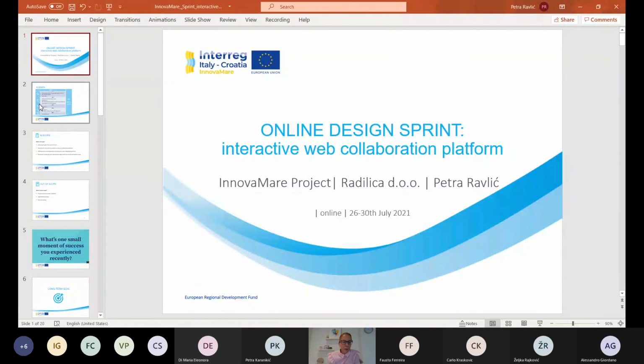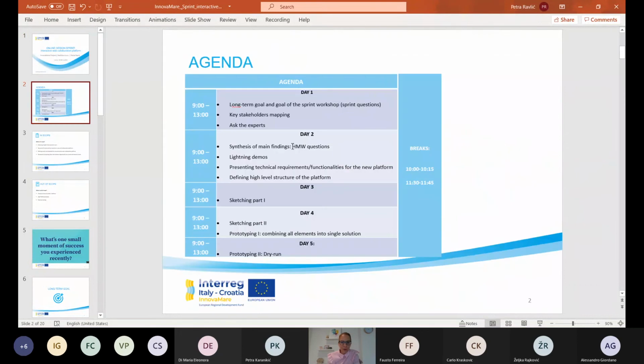So how we will work: the agenda, you all received it via email, just quickly to repeat. Every day from 9 to 1, we have a set of activities according to the sprint methodology. We start with the research phase, which we're going to do today, including defining the long-term goal and mapping the key stakeholders and some actions they are doing, so that we have a mutual understanding of the point we are starting from and which challenges we are trying to solve the most.